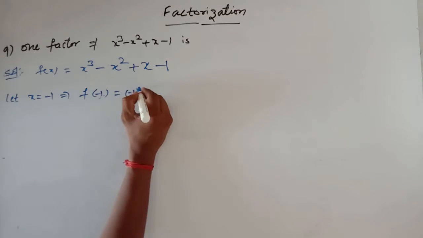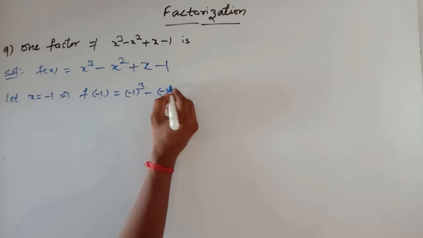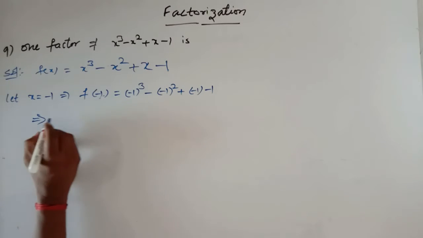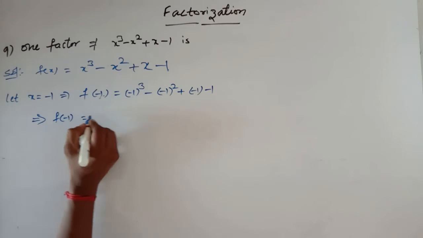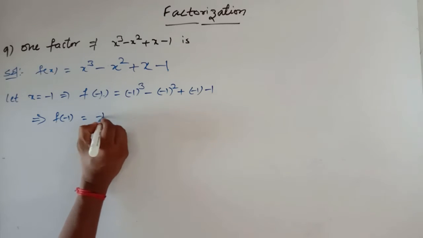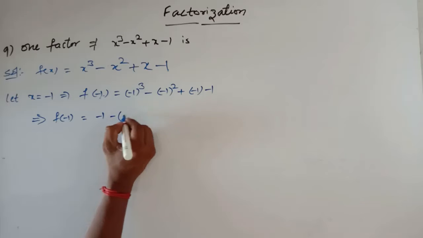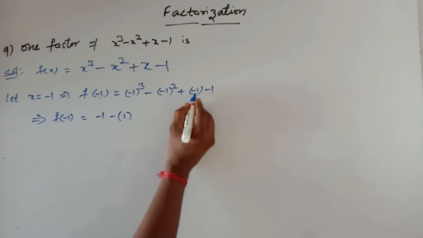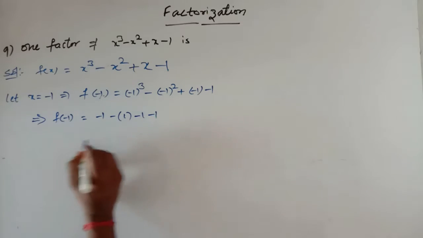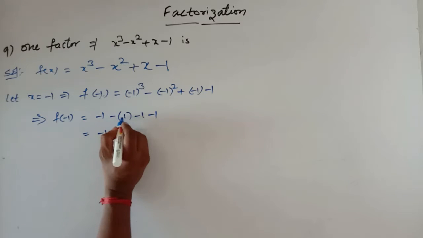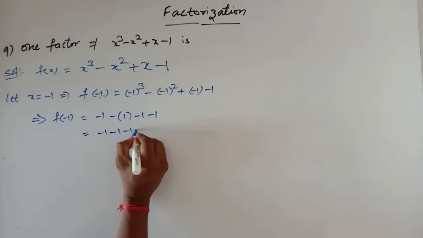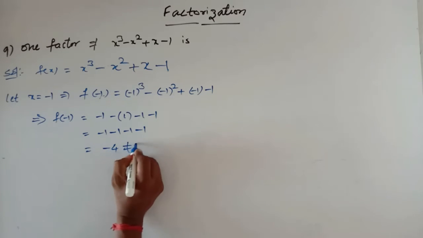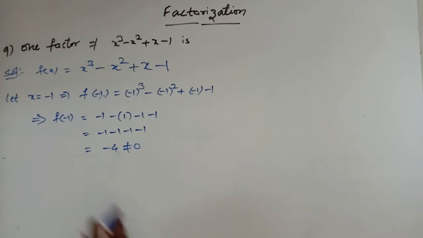f of minus 1 is equal to (minus 1) cube minus (minus 1) square plus (minus 1) minus 1. (Minus 1) cube is minus 1, minus of (minus 1) square is minus 1 into minus 1, that's equal to plus 1, plus into minus is minus 1, minus 1, that equals minus 1. Indirectly minus into plus is minus 1, minus 1, minus 1. So how many ones are there? 1, 2, 3, 4. The value is minus 4, which is not equal to 0. Therefore x plus 1 is not a factor here.